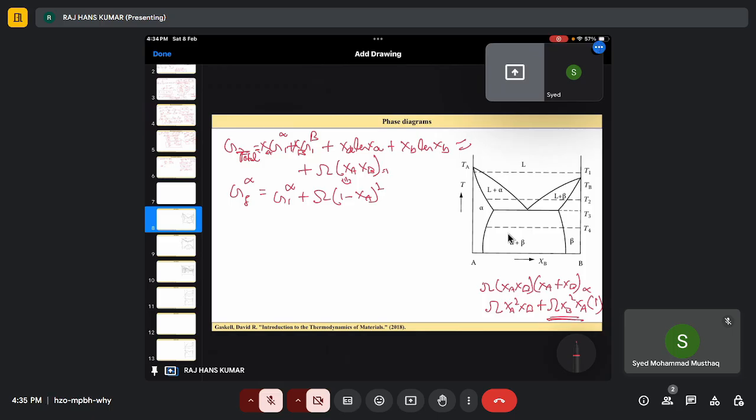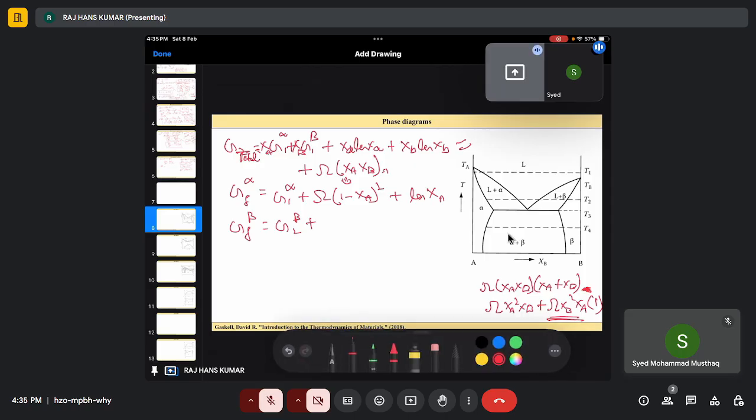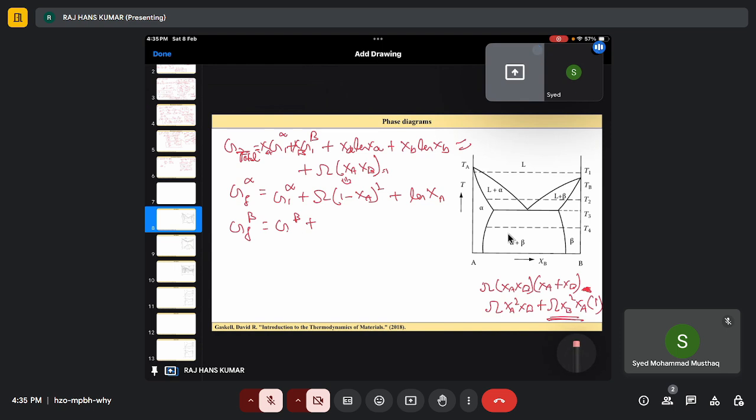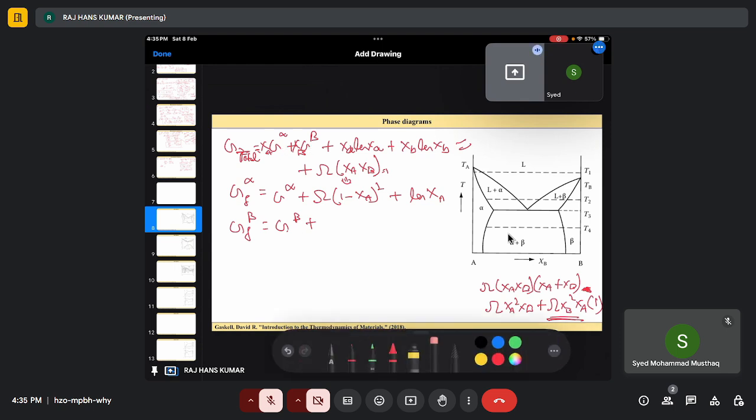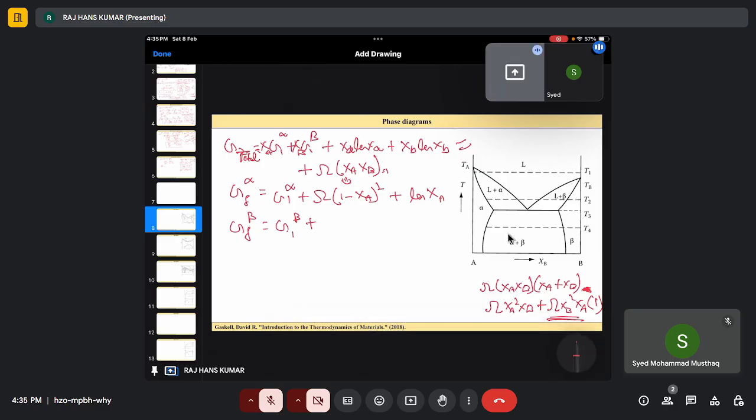Now, plus again XA common, it will turn out to be XA log XA. Now final for beta, G2 beta, right? For phase 1, I don't need to write G2 because I have already mentioned G alpha and G beta. Yeah, I need to mention, like, one is for initial.